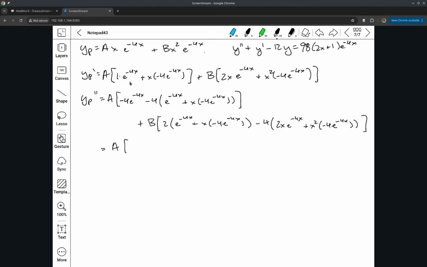So I've got minus 4 e to minus 4x minus 4 e to minus 4x plus 16x e to minus 4x, times a. This term stayed the same. And then I distributed my minus 4 to both those terms. And minus 4 times minus 4 gives me positive 16.